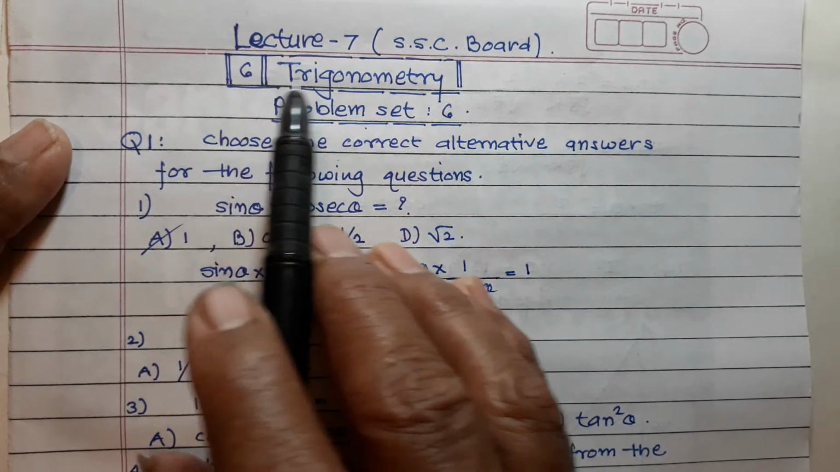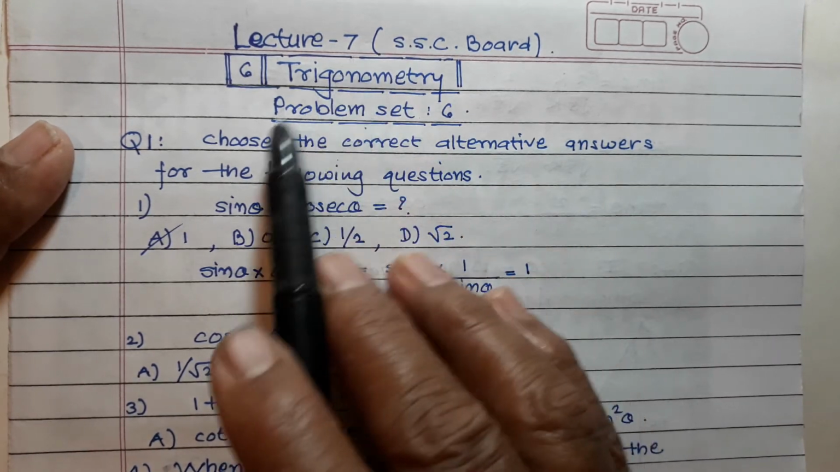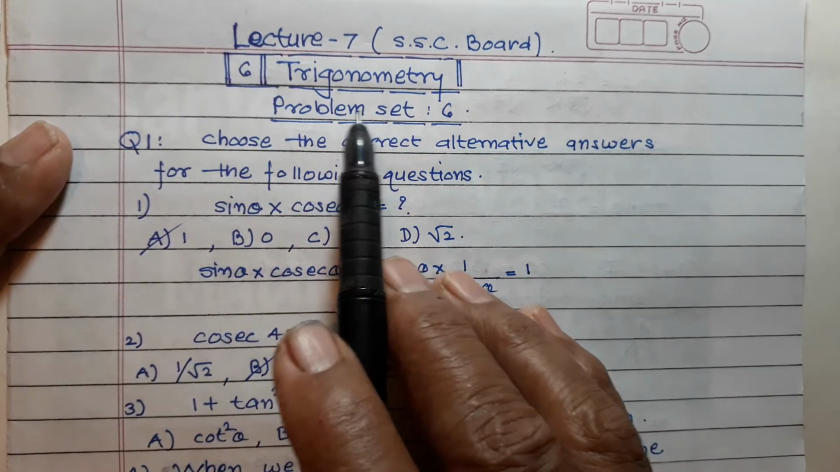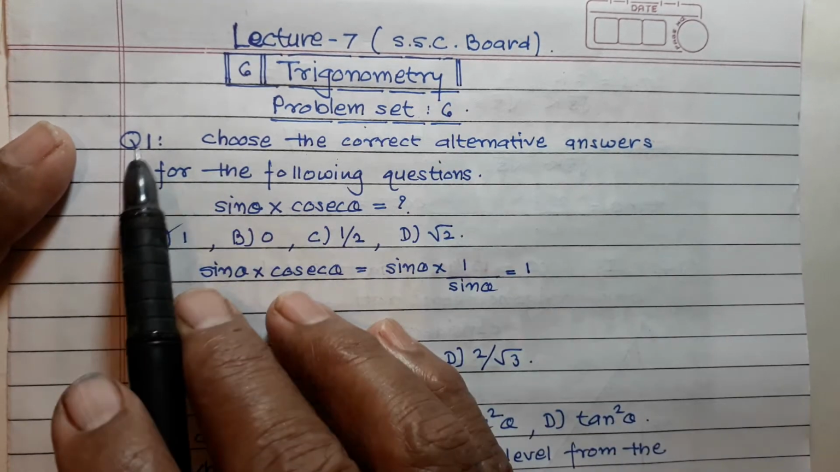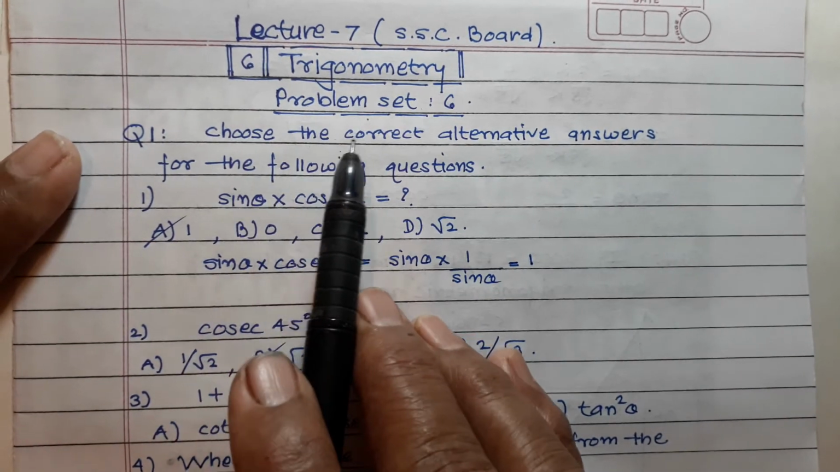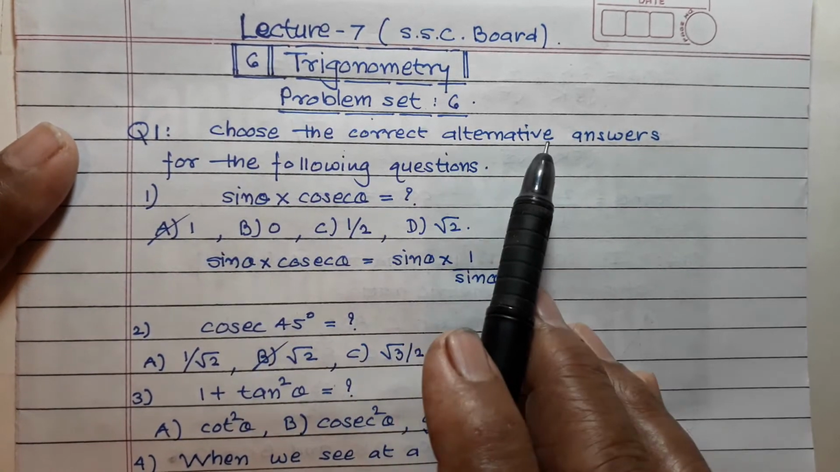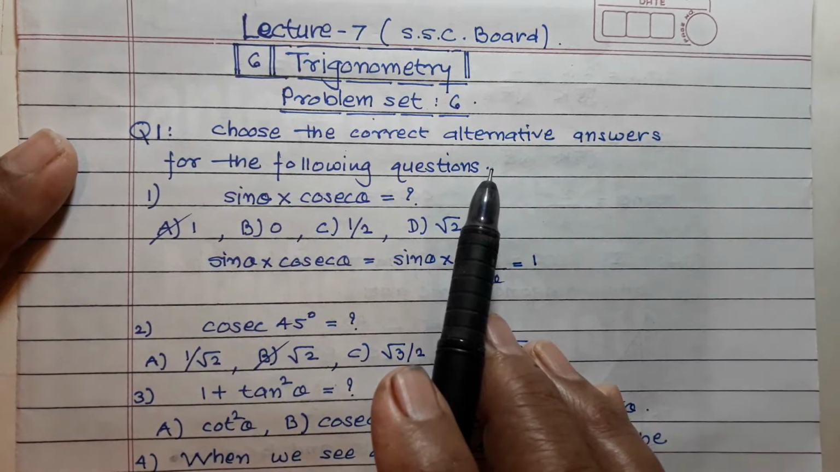Chapter number 6, Trigonometry. In this lecture, I am going to explain some examples from problem set 6. Question number 1. Choose the correct alternative answers of the following questions.